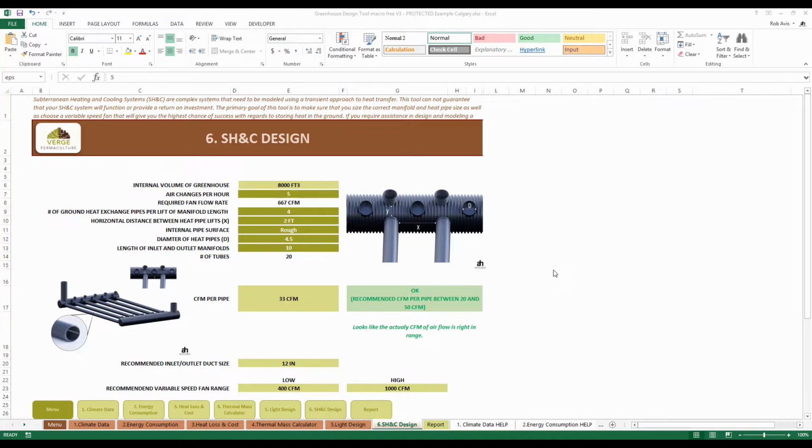You'll need to manipulate these numbers around until you find a solution that gives you a green okay. This may take several attempts for you to find the optimal number of pipes, lifts, and distance between them in order to make a system that works for your particular greenhouse.